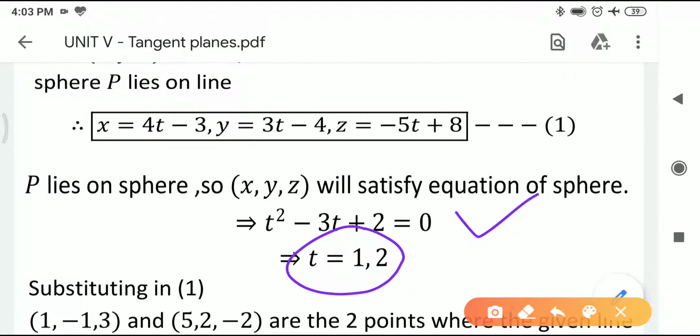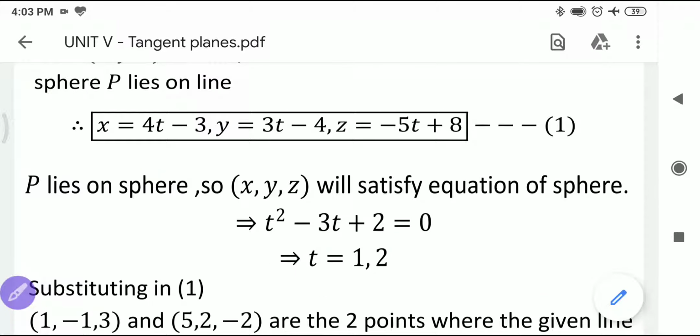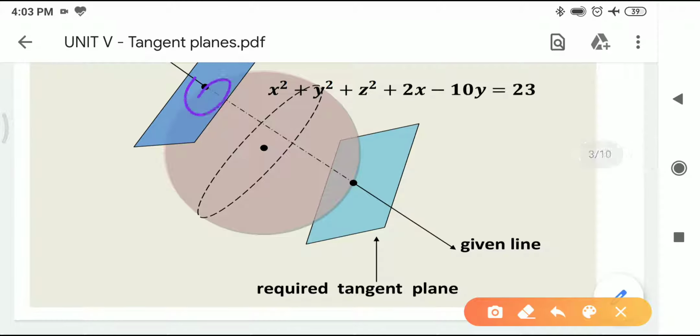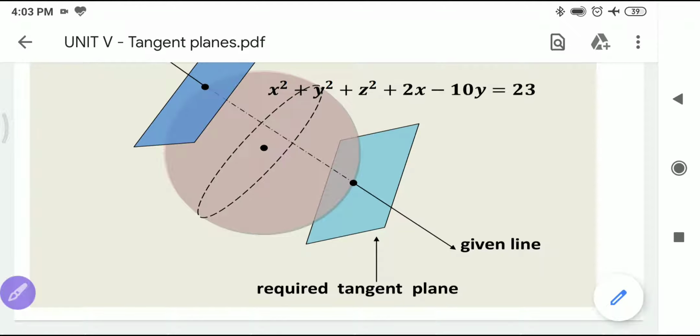Now when you put t equal to 1, what do you get? x will be 1, y will be minus 1, and z will be 3. So this will be the first point, and when you put t equal to 2, you will get another point. So what are these 2 points? These are the 2 points that we are having, and they are nothing but the points of contact.